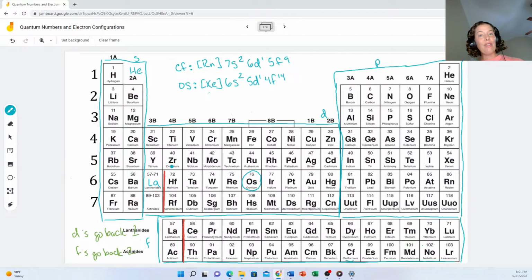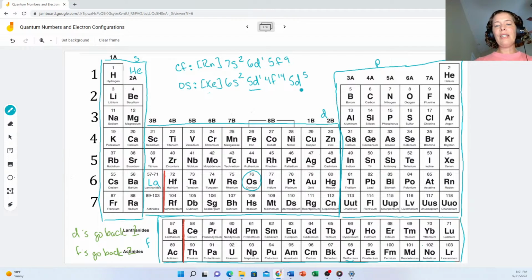We've left the F block. We've gone back to the D block. We've gone back to the 5 Ds. Now we can count from hafnium to osmium. So here is our 1, 2, 3, 4, 5. Okay, so a couple things I want to point out about this.